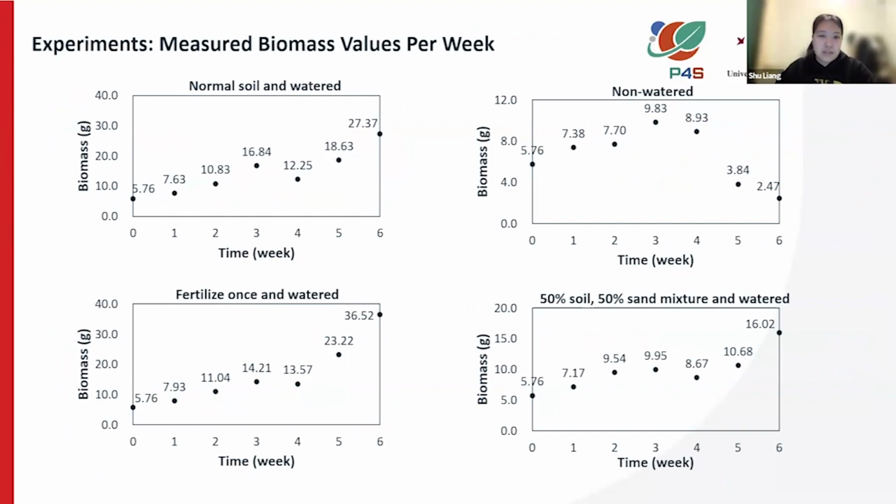Excluding the non-watered sample, the other three groups have a similar trend for lettuce growth. And for fertilizer one, the final biomass achieved 36 grams and is the best. The second best is the normal soil with watering.